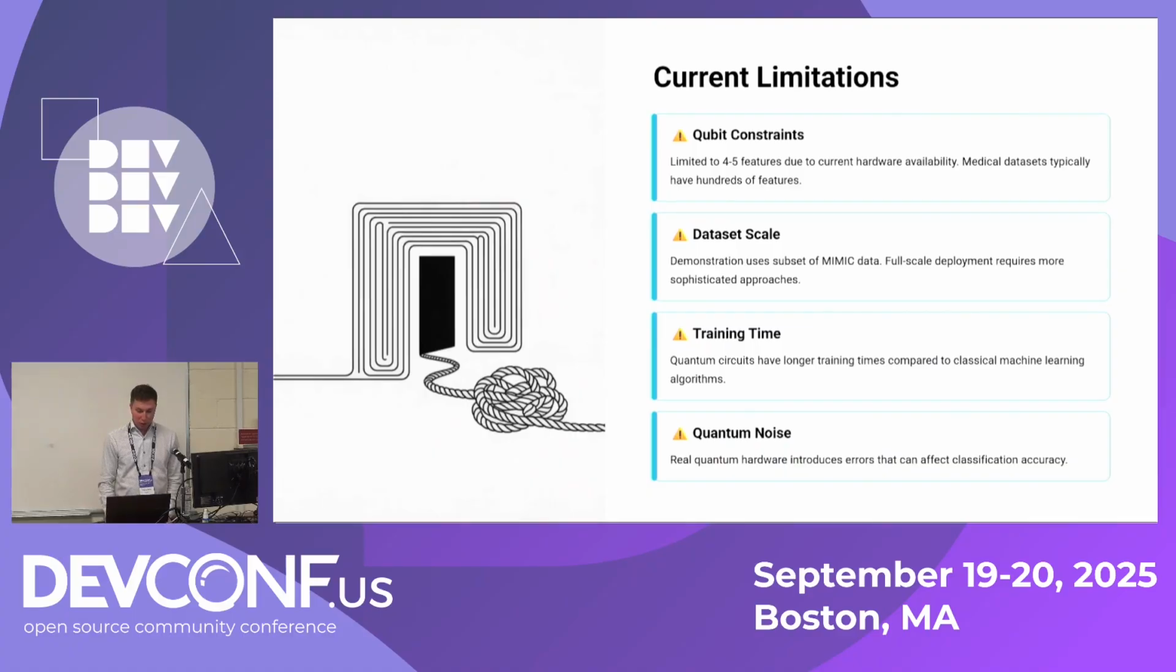So note about current limitations. For this demo, I'm basically using 4 qubits. So you can't map 100 features that easily into 4 qubits. So there's obviously going to be loss of data or loss of accuracy due to this.